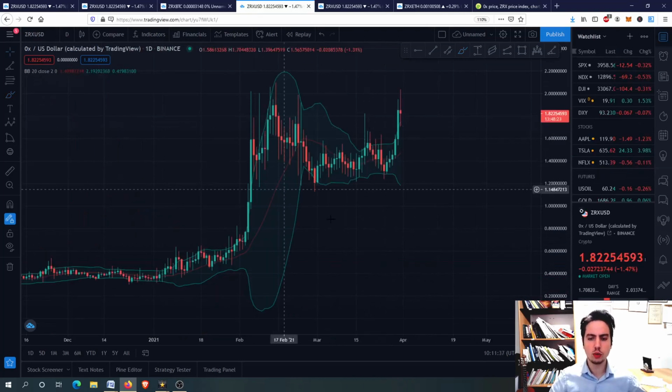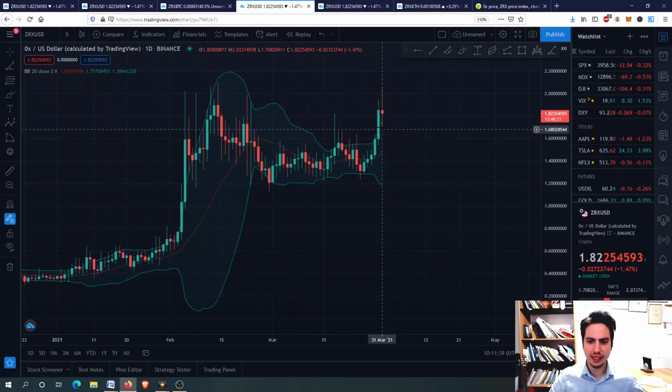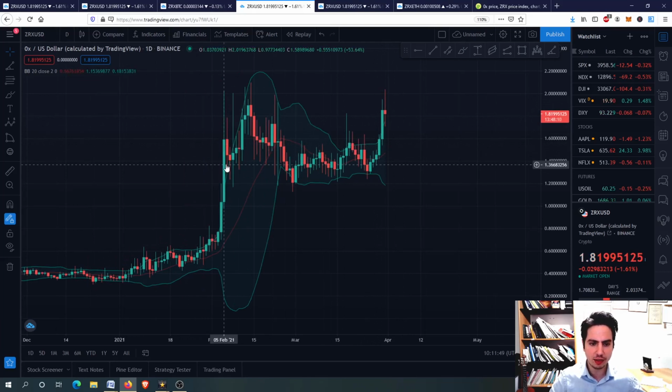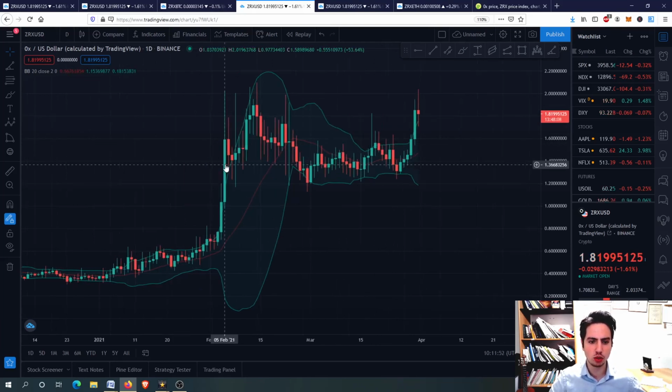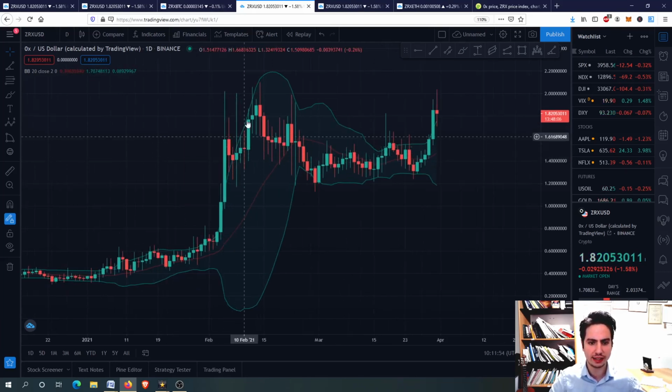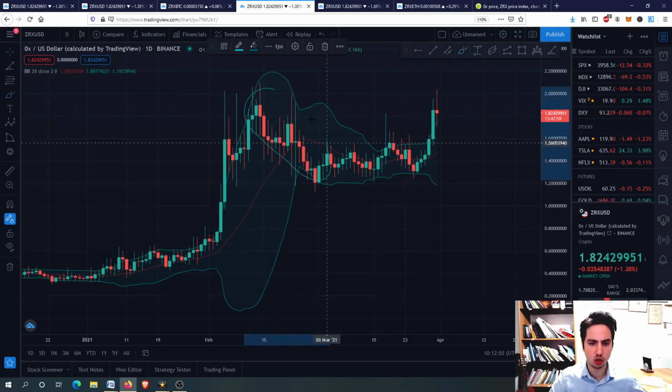Okay, so let's go to the Bollinger Bands here, and you can see that this bullish candle extended the top line of the Bollinger Bands. That's why I think, guys, we will have a correction here going inside the Bollinger Bands again. Same happened here 5 February 2021, and we had the same pattern. Okay, and now you can see that we had this correction here.